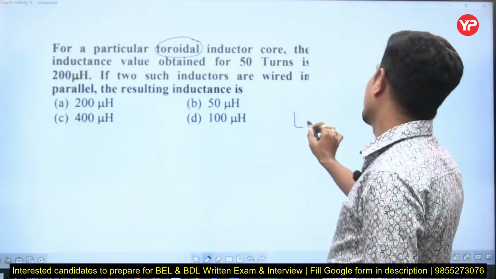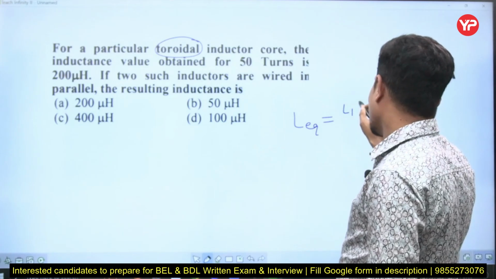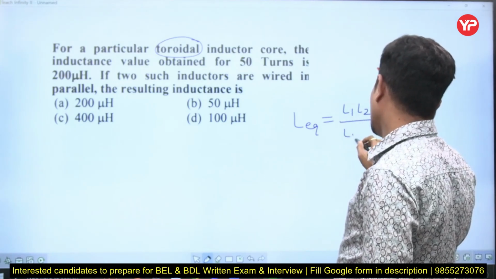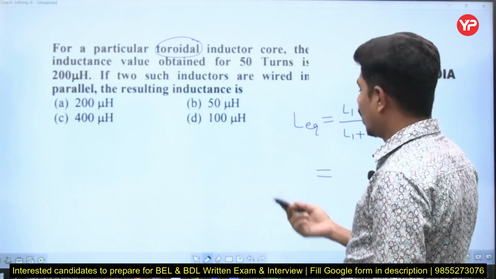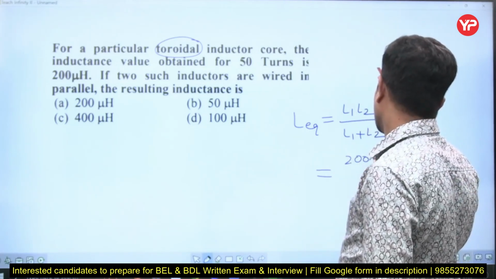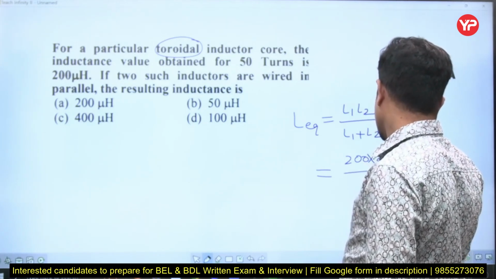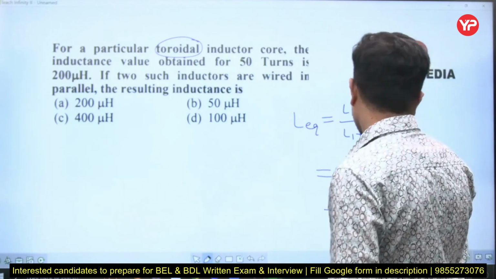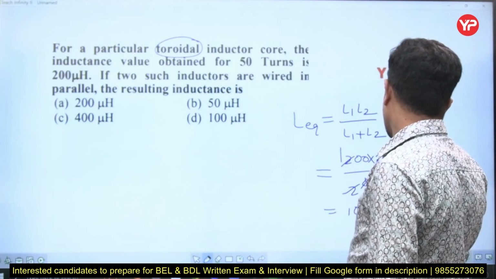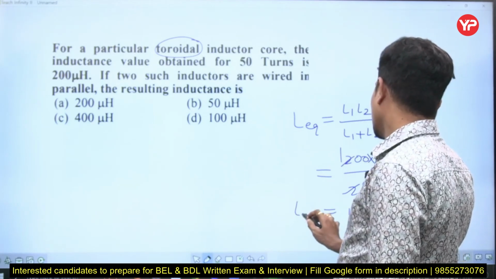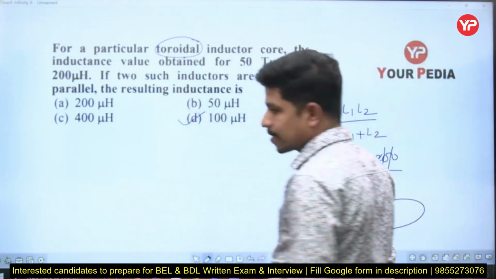If two inductors are connected in parallel, then L equivalent is the same as that of resistances, R1 R2 by R1 plus R2. This is L1 L2 by L1 plus L2. That fellow has very clearly given the value of L: 200 into 200 by 200 plus 200, which is 400. How much is it, please? Yes, it is 100 microhenry. L equivalent is 100 microhenry. Yes, the option is D.